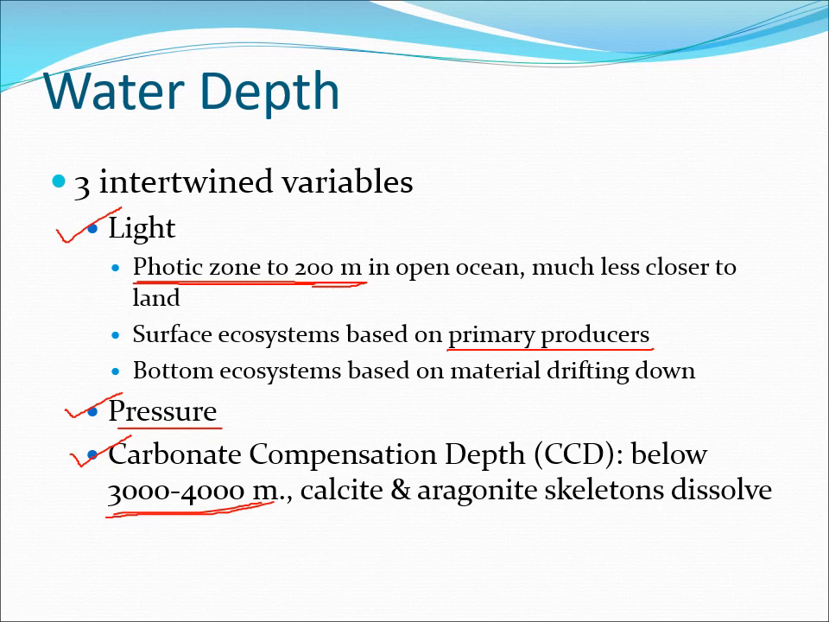Similarly, there is a silica compensation depth. That means organisms having hard parts of silica, SiO2, and that depth is about 6000 meters. So below that depth, greater than 6000 meters, all the organisms having silica composition in their hard part cannot survive. All silica becomes completely dissolved about 6000 meters depth. So that is called SCD, or silica compensation depth.